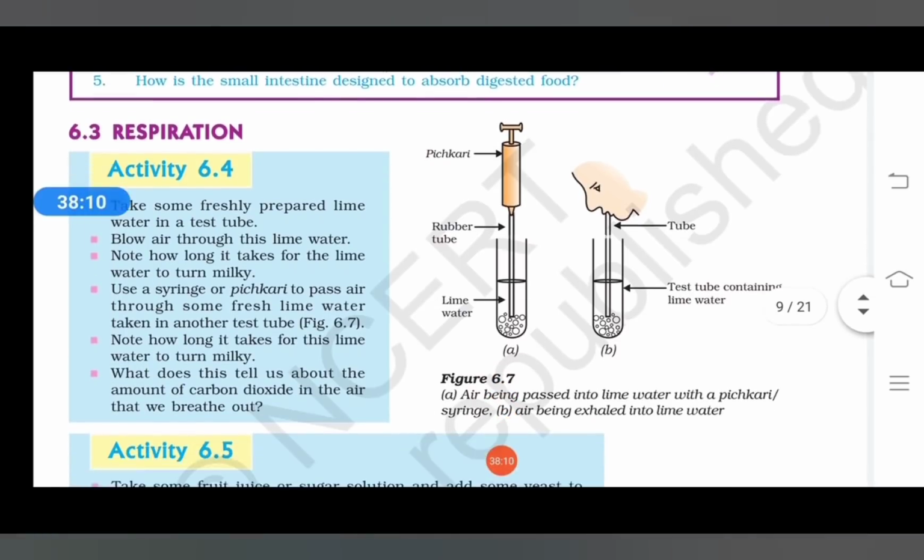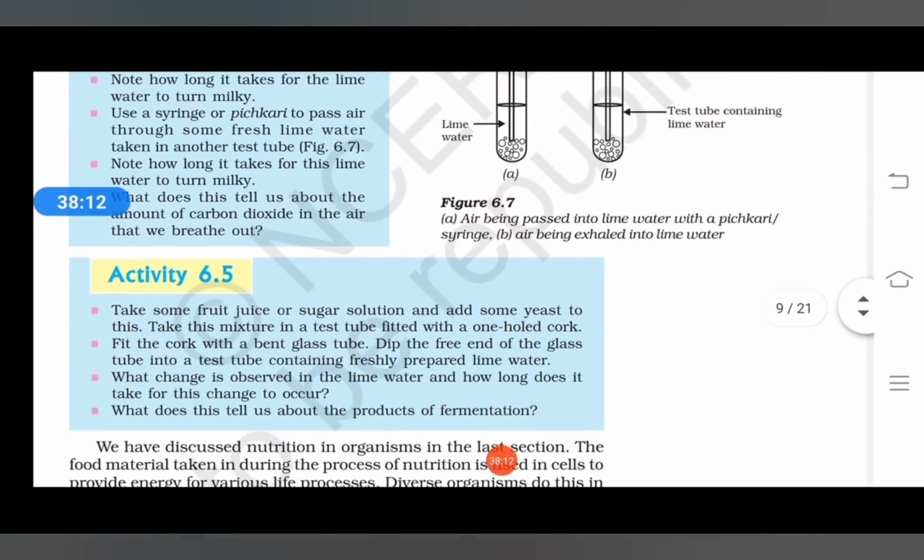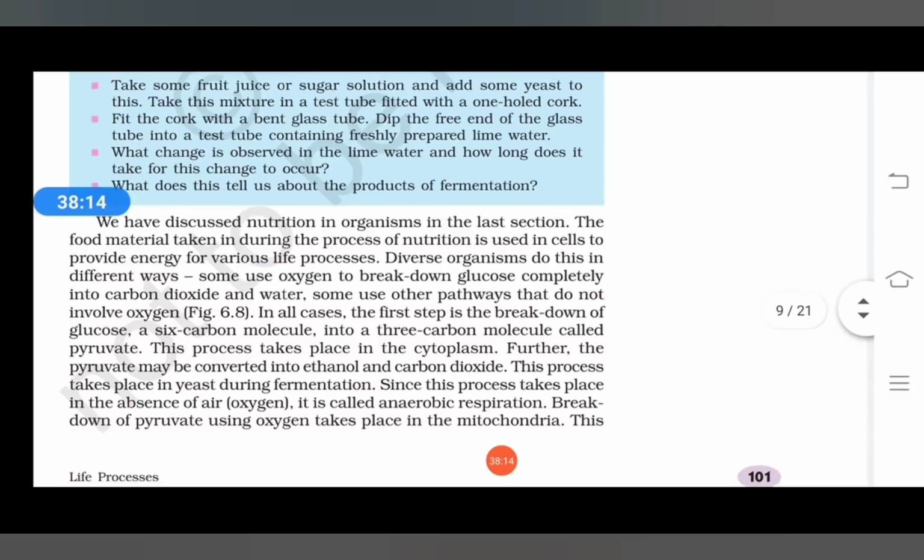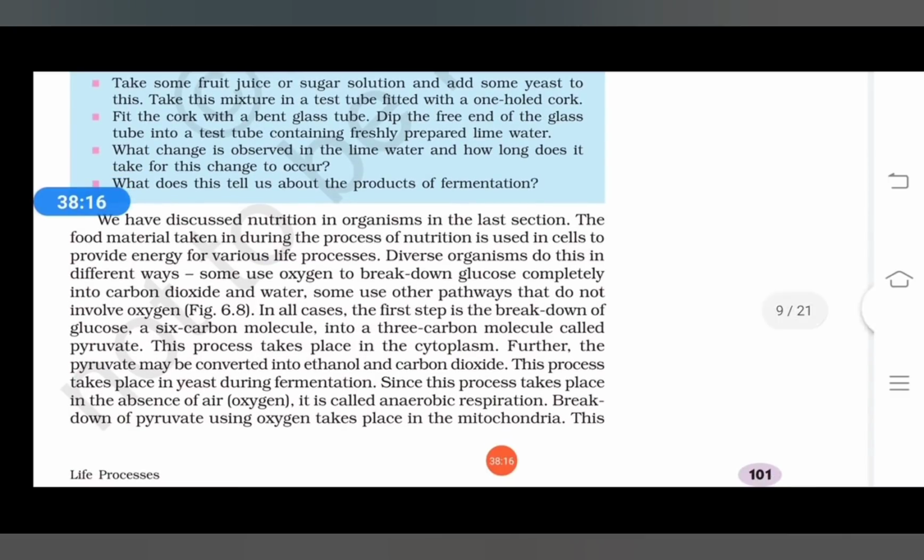The next process that comes is respiration. We have discussed nutrition in organisms in the last section. The food material taken during the process of nutrition is used in the cells to provide energy for various life processes. And diverse organisms do this in different ways.